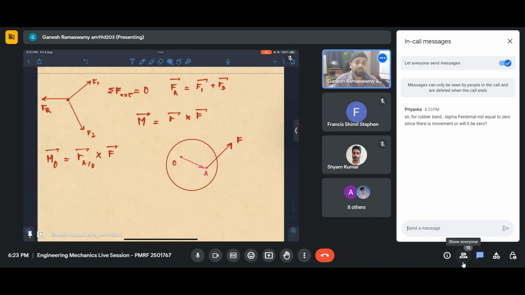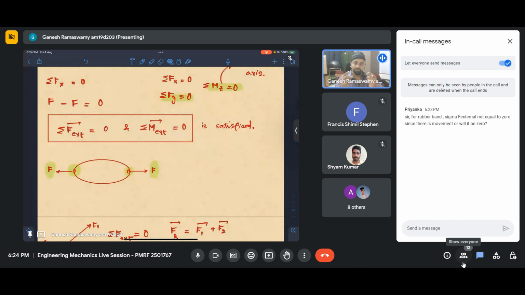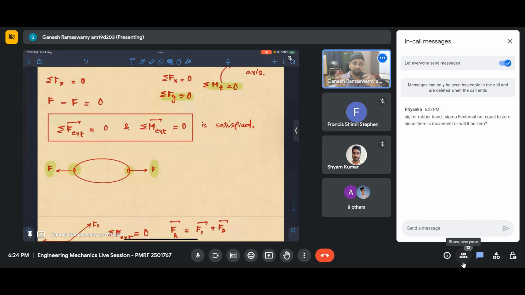Now, for the rubber band, is sigma F external not equal to 0 since there is movement, or will it be 0? For the rubber band, I pulled on both ends, I applied F. Now you have to take my word, or we can do a very careful experiment where we have measured both the forces applied. Let us say that both are F. One is pointing to the positive x-axis, another is pointing to the negative x-axis. Now, by the principle of transmissibility, can I shift it here without changing the external effects? I can. I can also shift it here.